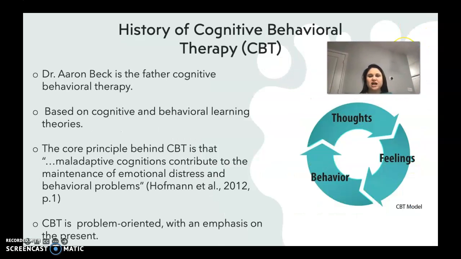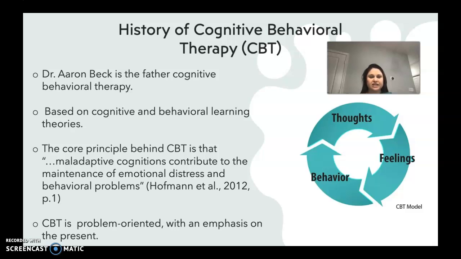Now we're going to focus on cognitive behavioral therapy, which is a tool that can be used to help increase learning the life skills and transitioning into adulthood. So a little background history of CBT.